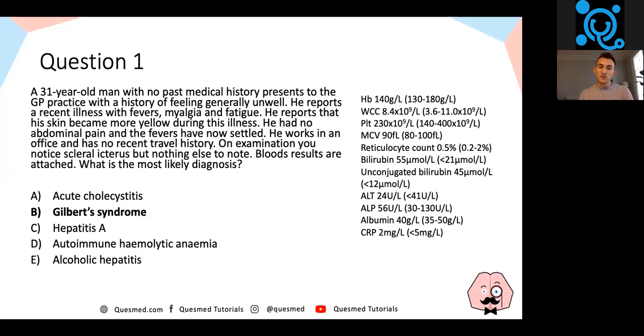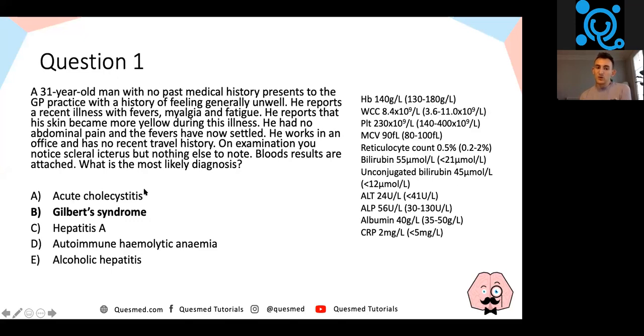And Gilbert's causes a self-limiting jaundice when someone either does exercise or becomes acutely unwell or becomes malnourished for some other reason. And so it sounds like this man had a short viral illness, maybe the flu, and then became jaundiced because of this viral illness. And that's how Gilbert's presents.